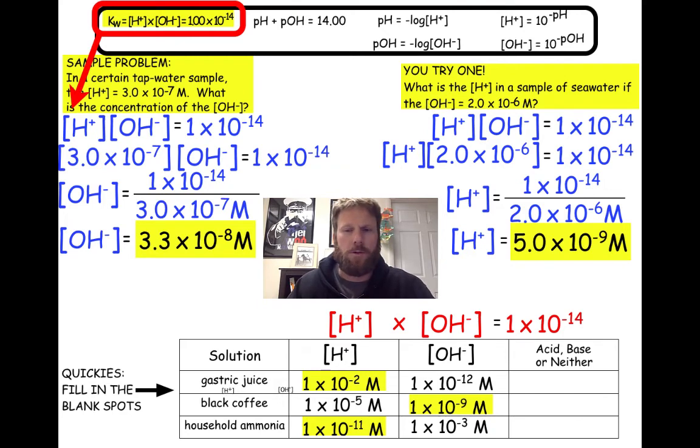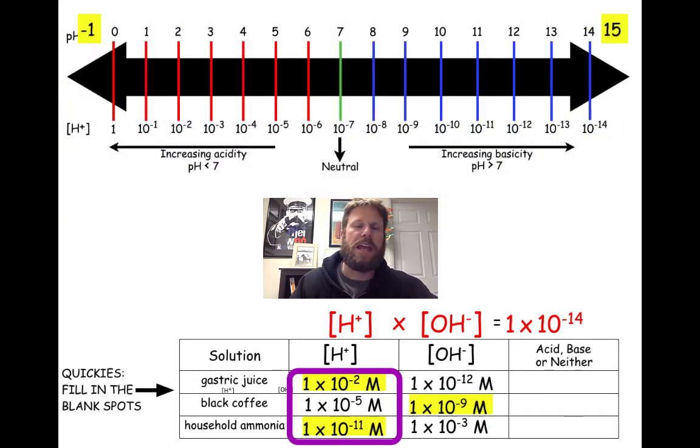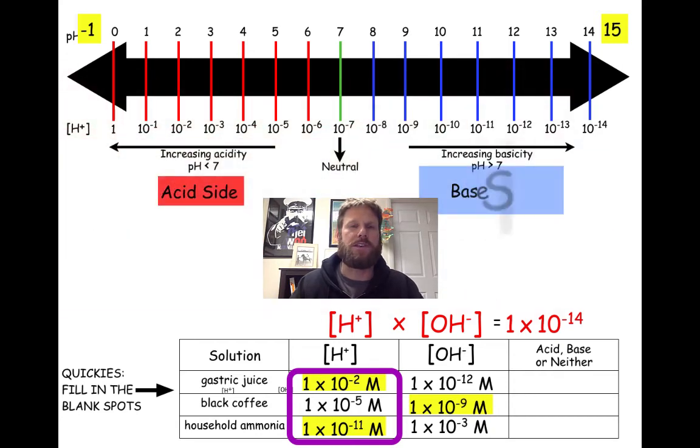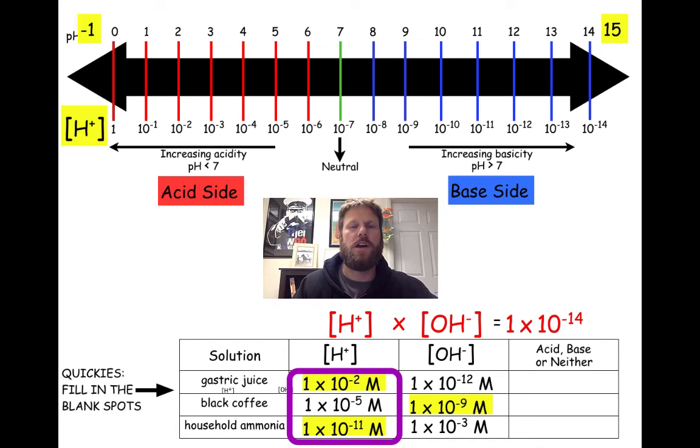Now, let's determine whether these solutions are acidic, basic, or neither. All we have to do is look at the H plus concentration and our pH diagram. We know anything with an H plus concentration of 1 times 10 to the negative 6th and above is going to be acidic, whereas 1 times 10 to the negative 8th to 1 times 10 to the negative 14th is going to be basic. So we just have to find those concentrations of H plus on the table, and we can determine whether it's an acid or a base.